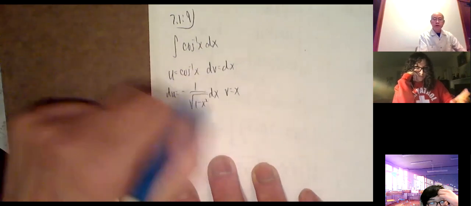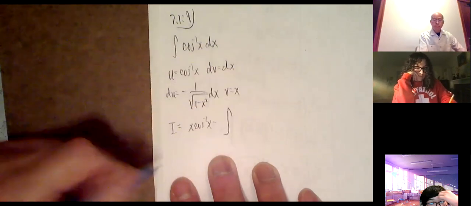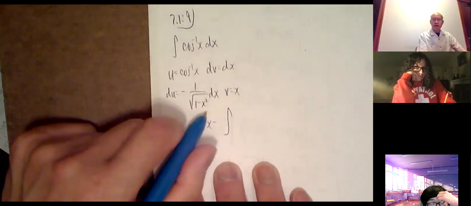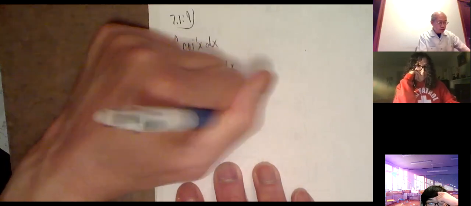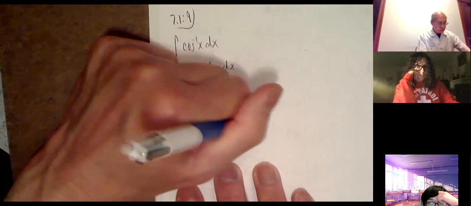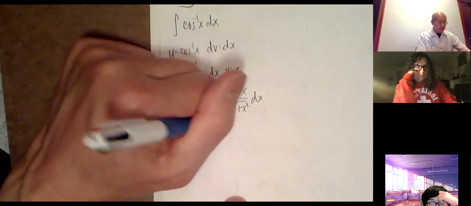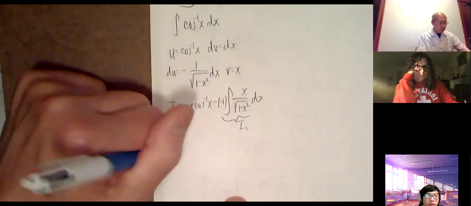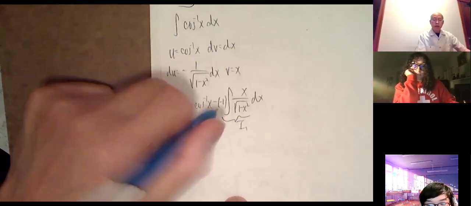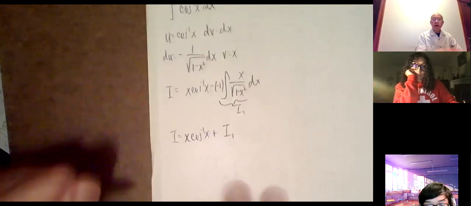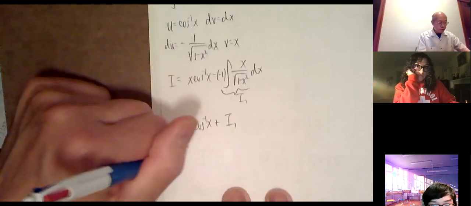So I is uv, x inverse cosine of x, minus the integral of v du. There's another negative, so I'll put a negative 1. So I have to take time out and figure this out. So I'm going to call that I1. So I is x inverse cosine of x, double negative, so plus I1. So work on I1.